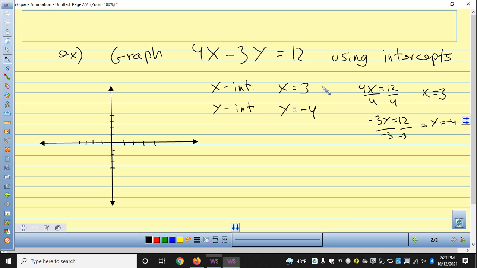Now this is the point (3, 0), and this is the point (0, -4). So if I plot those, (3, 0) is here. (0, -4) is here. And when I sketch a graph of that line, it should look like that.